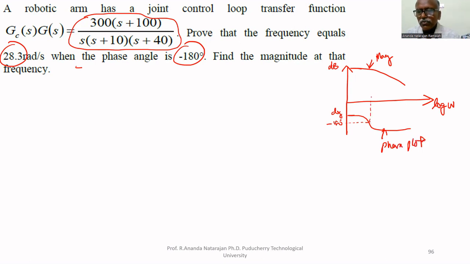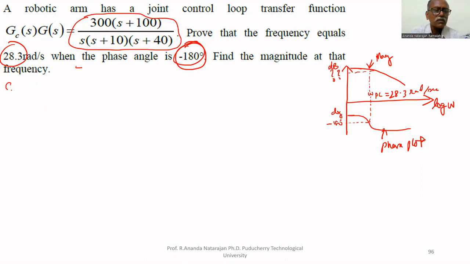Here, the frequency at this point is called omega PC, the phase crossover frequency. It is given that the phase crossover frequency is equal to 28.3 radians per second. That is given. We would prove that 28.3 is correct. That is one thing. The second part is to find the magnitude at that frequency. So draw a vertical line at that point where it cuts the magnitude plot, and find the magnitude at that point. That is the second part of the question.